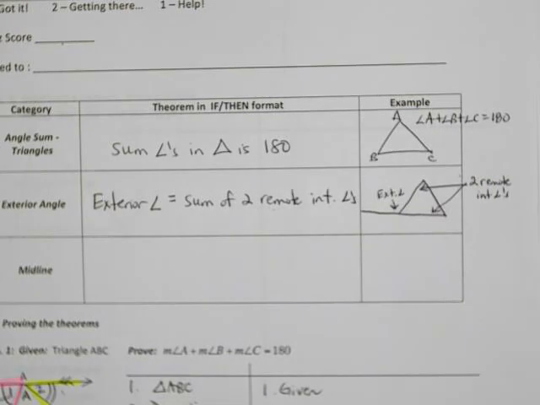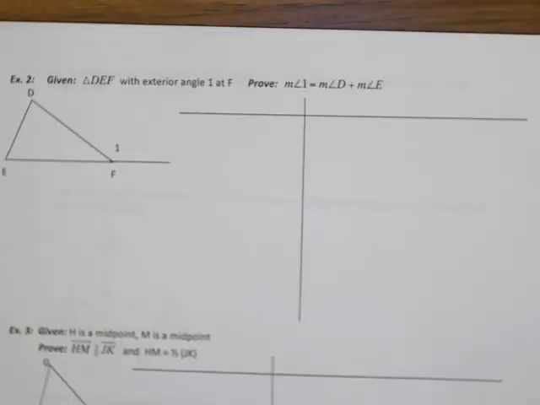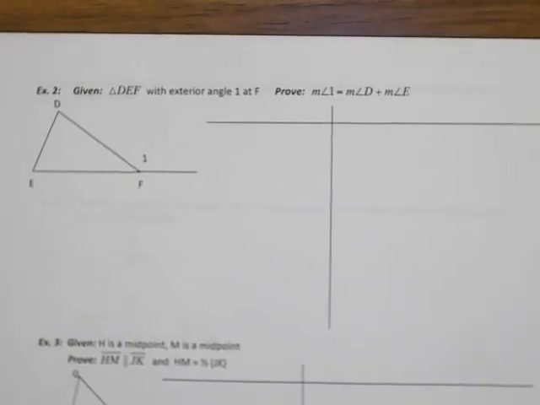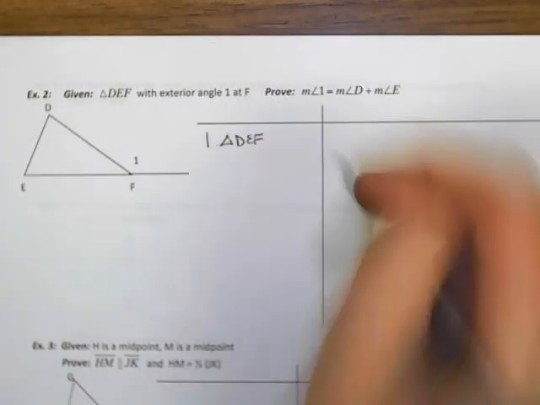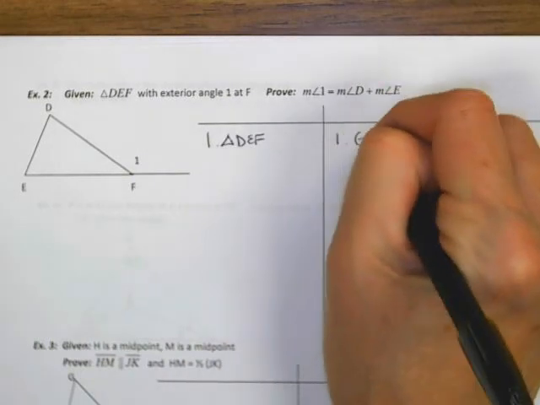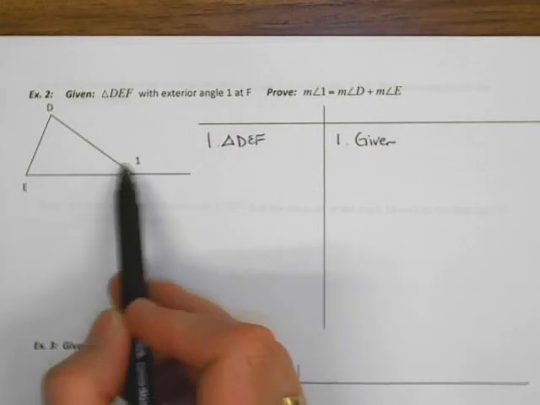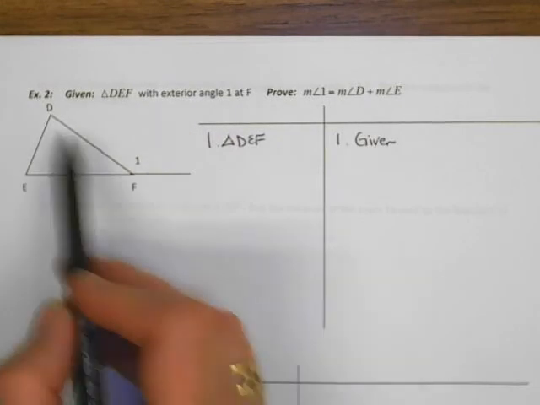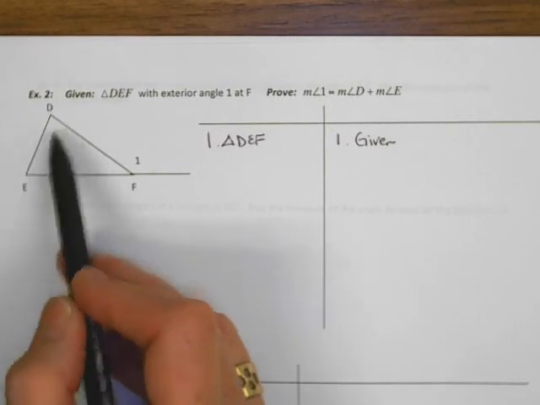All right, so we're going to prove that. So let's flip the page for a moment, and then we'll come back to the midline theorem in a second. So go on up here to example 2. So we are given triangle DEF with exterior angle 1 here at F. And you can see we're trying to prove this exterior angle theorem. We're trying to prove that angle 1, this exterior angle, equals the sum of the two remote interiors, which in this case are D and E.